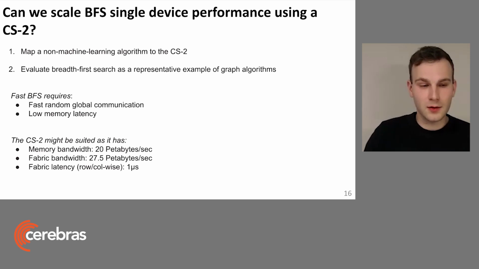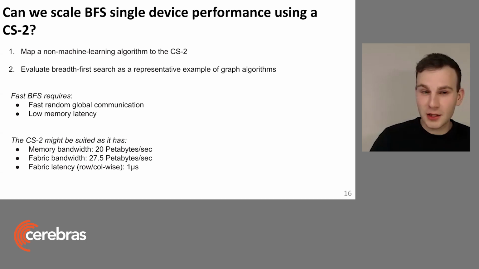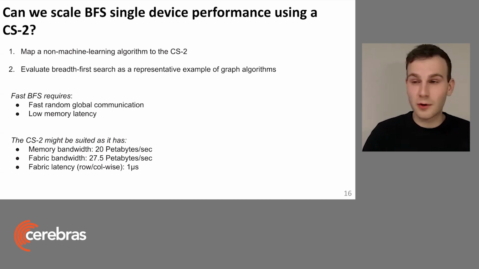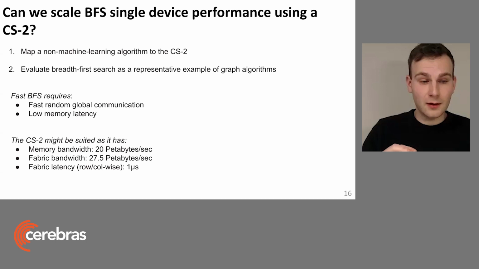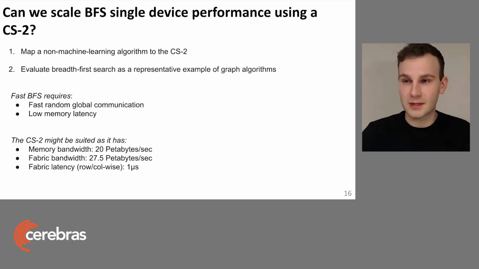And we think the CS2 might be quite well suited, as the BFS benchmark cares about how much latency is in the system. That is memory latency, communication latency, how much communication we can do. And the CS2 has quite good numbers on paper. We have a very high memory bandwidth. We have one cycle for load, which is incredibly fast. And the fabric latency is also quite low. From one side of the chip to the other, we have 1 microsecond of edge to edge time.